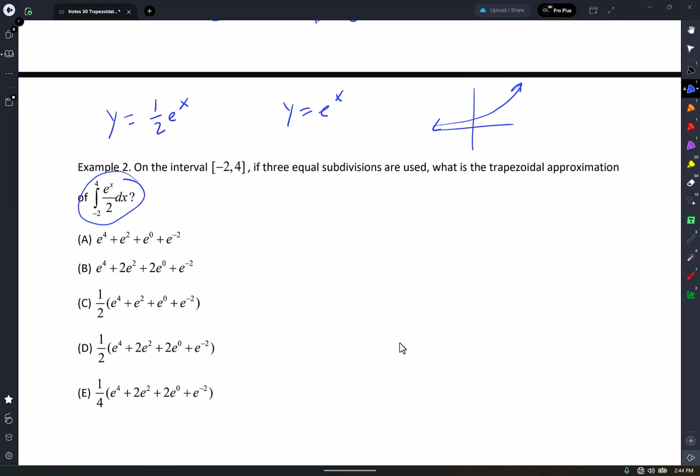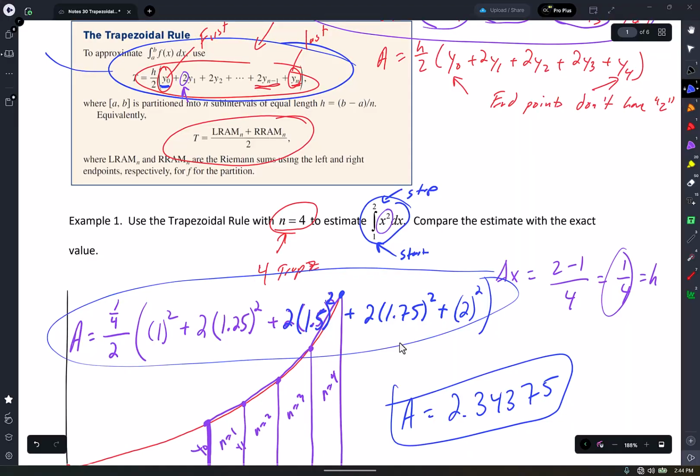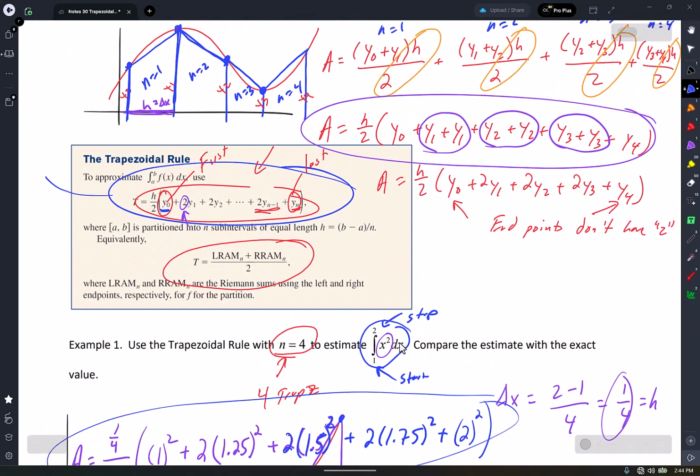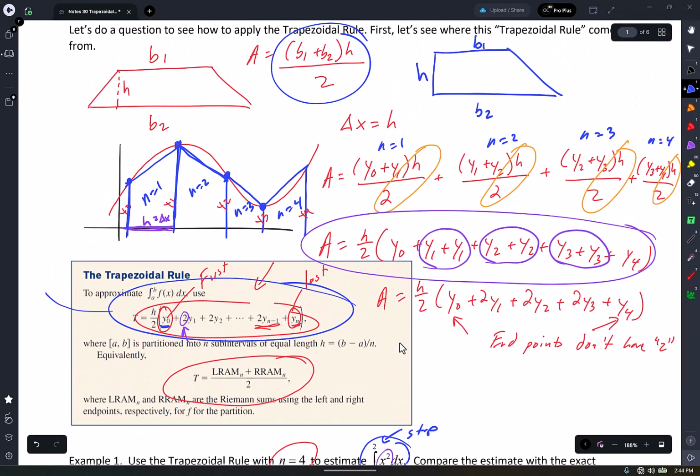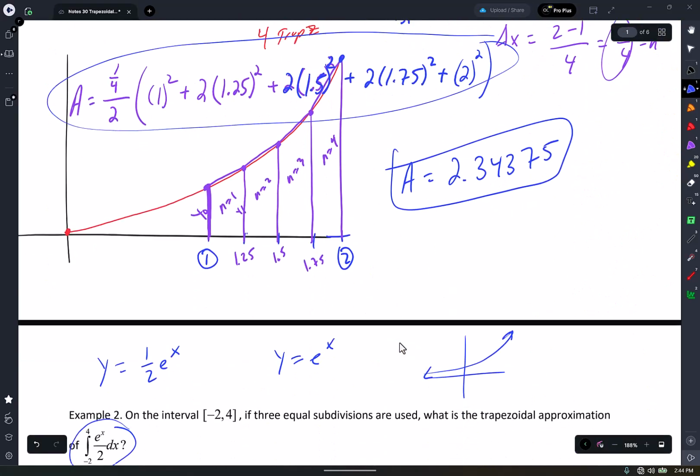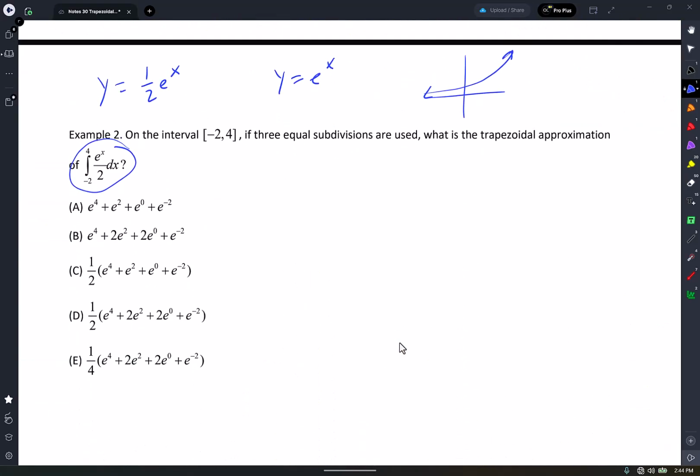Earlier in the morning, we did this longhand. We did not use the formula. But I think it's probably easier if we just use the formula because our delta x's are all the same. So here we go. My delta x, which happens to be my height of the trapezoid, is going to be upper minus lower, 4 minus negative 2, divided by how many trapezoids do I want? 3. So 6 divided by 3, what do I get? That's the height of each one.